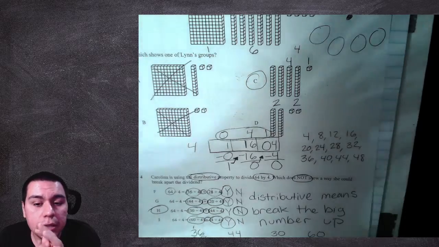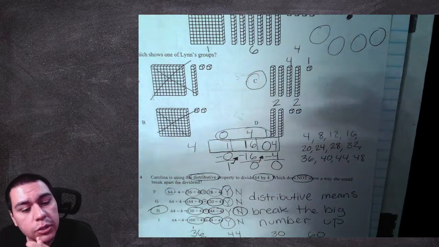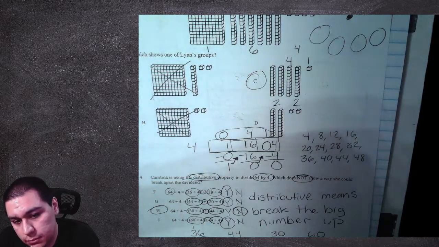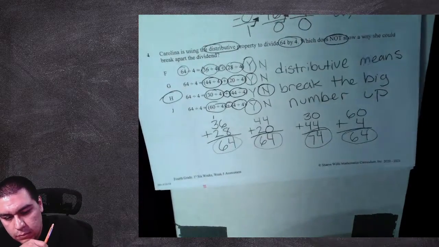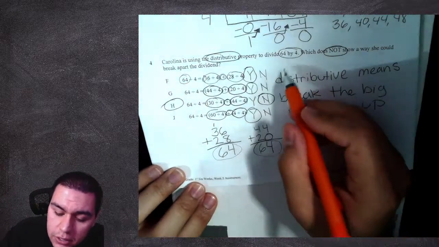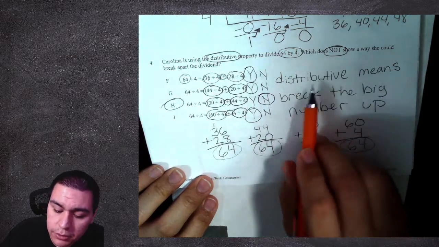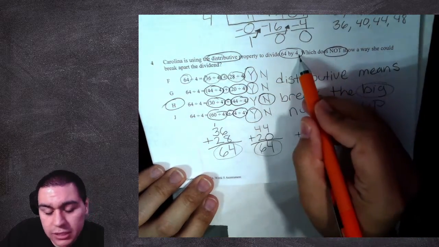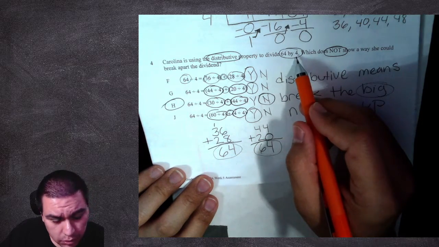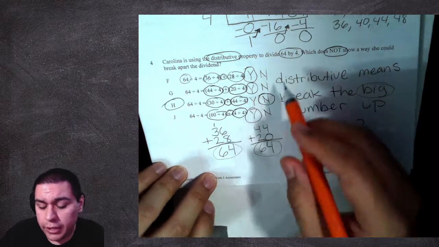Do you have another question or is that it? Okay. Jadine, no problem. Jadine, what's your question? The answer is always the number they start with. So I had 64 and 4, right? Remember, distributive means to break up the big number. 4 is not a big number. 4 they can do on their own, but 64 is bigger. So that's the number that they're breaking up. They're breaking it into pieces.